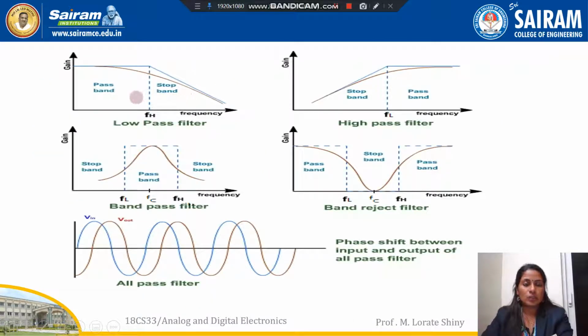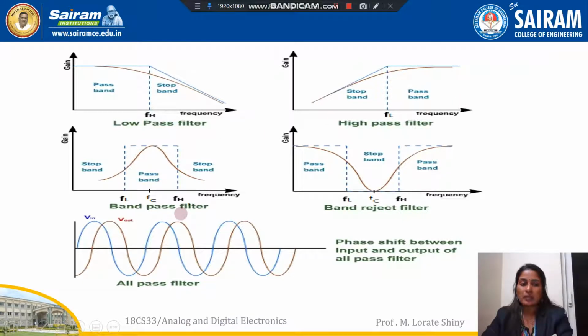The first one is low pass filter. Low pass filter allows the low frequency signals. So here the high frequency will be calculated. Till here, from 0 to FH, all the frequencies will be allowed to pass through the circuit. The remaining frequencies are stopped. Next, high pass filter. Here it is opposite to low pass filter. The low frequencies are stopped and high frequencies are allowed.